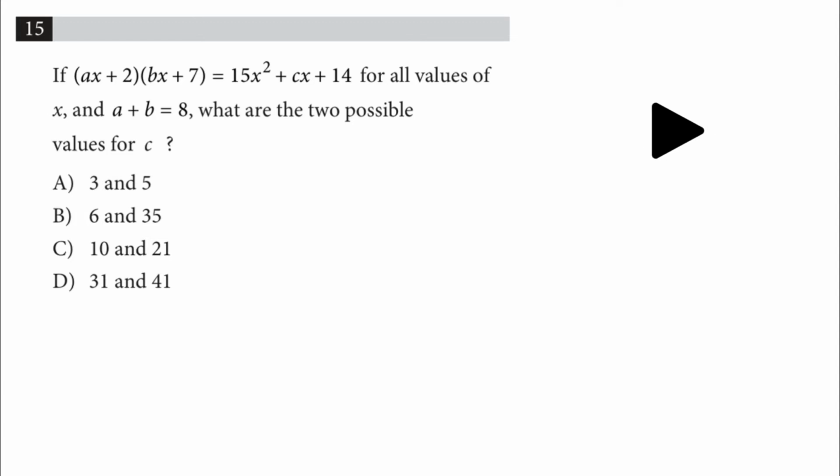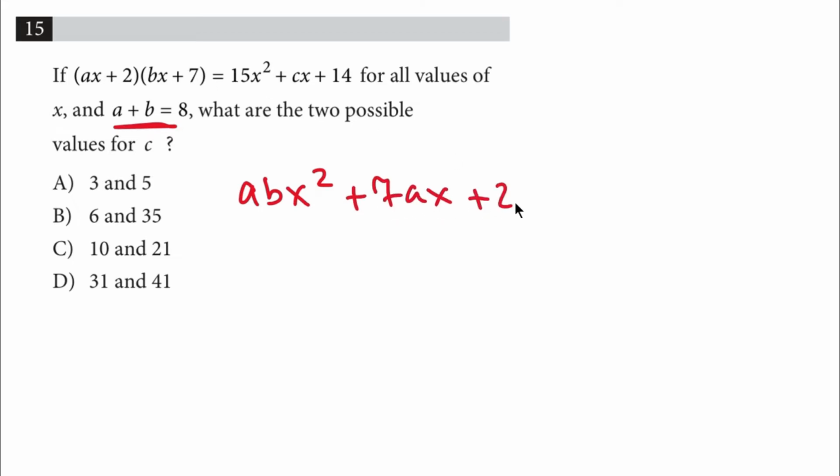And this problem is quite easy because we just need to compare the constants on the left side and the right side and use this fact right here. So let's try to do it. ax times bx is abx squared. ax times 7 is 7ax. 2 times bx is 2bx. And 2 times 7 is 14. So this is all equal to 15x squared plus cx plus 14.